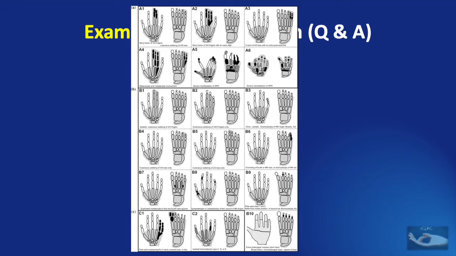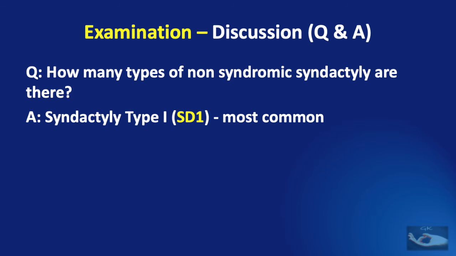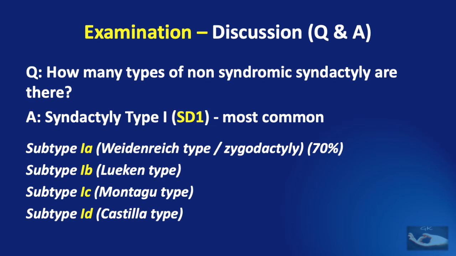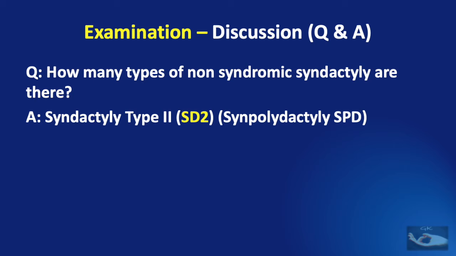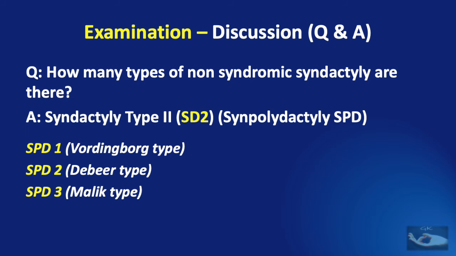Let us see what these 9 types are. Type 1 or SD1 is the most common. This is further subdivided into 4 subtypes, subtype 1A or zygodactyly being the most common. Syndactyly type 2 or SD2 involves synpolydactyly, which is further divided into three types.